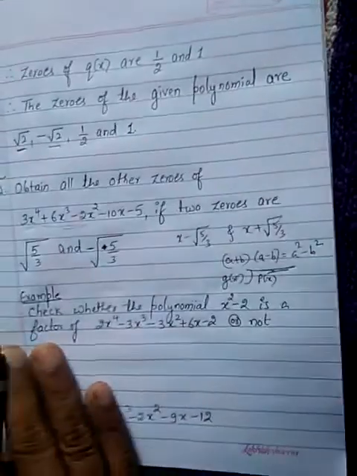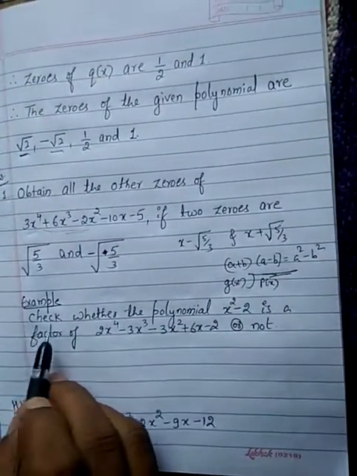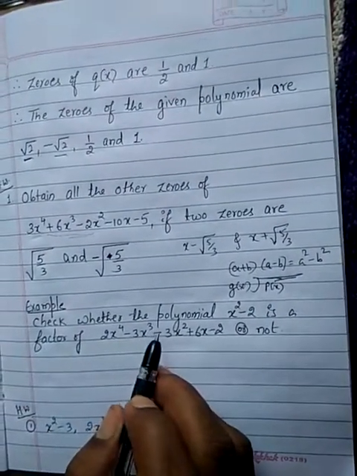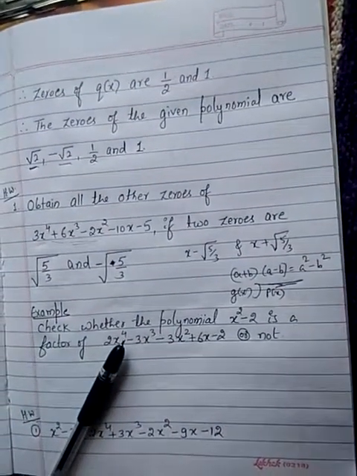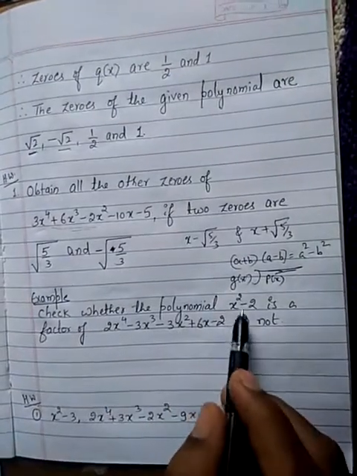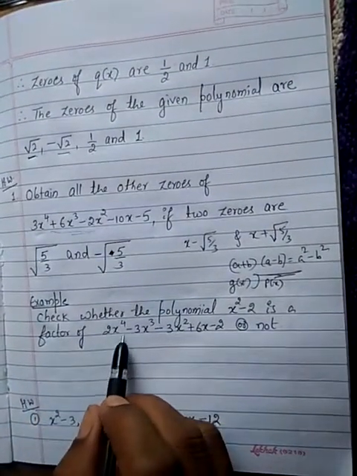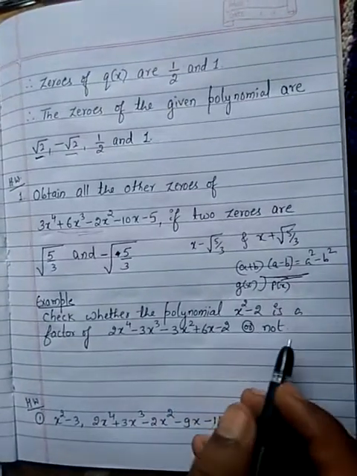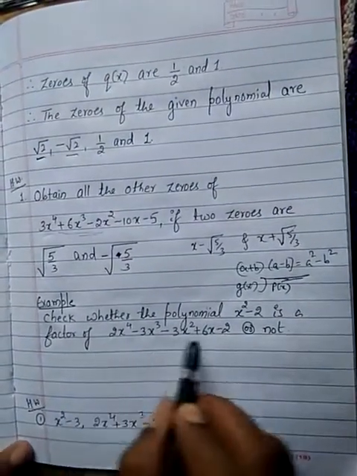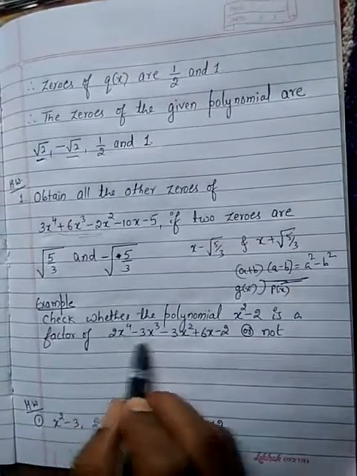Okay, next, one more, the last example I will say. Check whether the polynomial x square minus 2 is a factor of 2x to the power 4 minus 3x cube minus 3x square plus 6x minus 2 or not. How to say whether a polynomial is a factor of another polynomial or not?